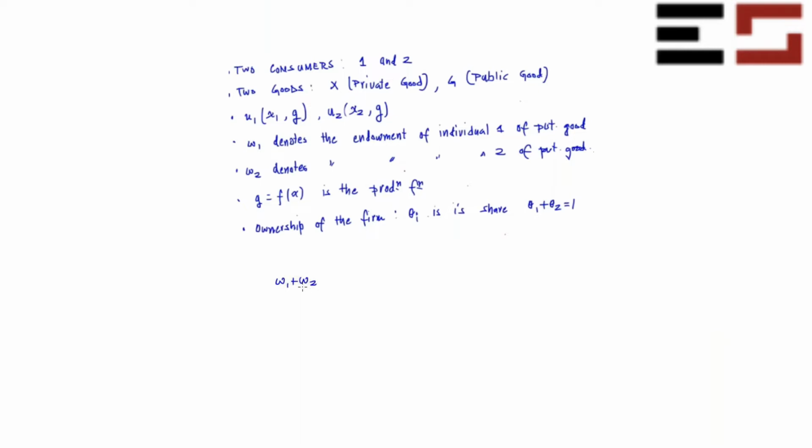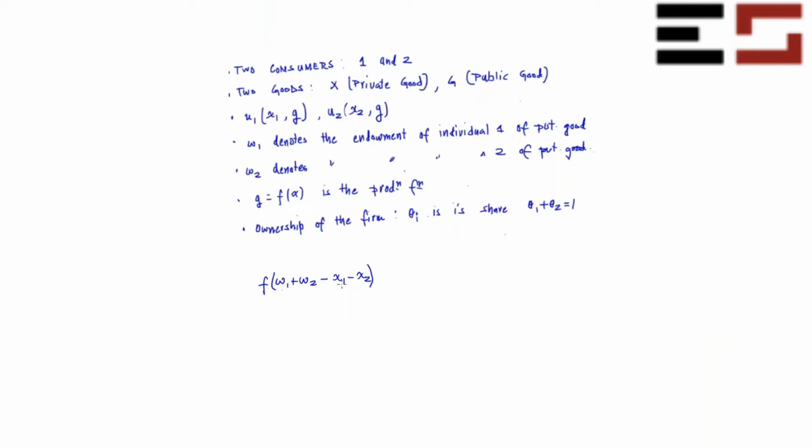uses, right? Basically it is used by either individual 1 for private consumption, or individual 2 for private consumption, or part of it is used as input for producing public good. Is that okay? So basically we know that omega 1 plus omega 2 minus x1 minus x2, this is the amount of the private good that is used by individuals for final consumption, and the remaining is used as input to produce the public good.